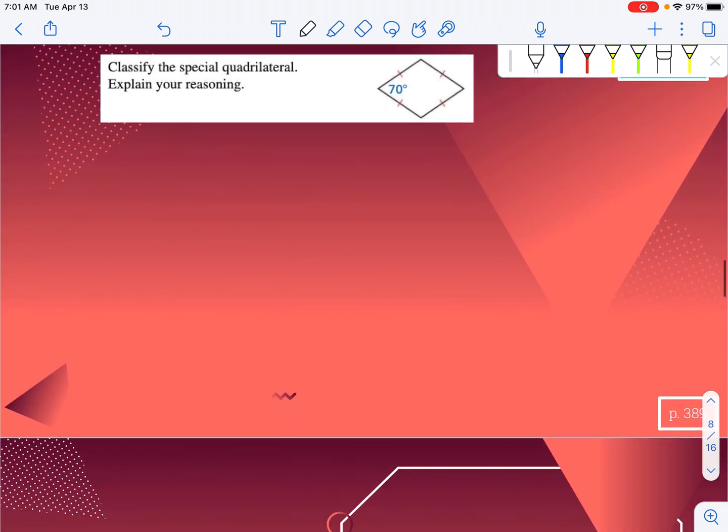Now for this next one, we need to classify the special quadrilateral. So remember, the title of this lesson is Special Quadrilaterals, so that's what we're looking at. If this is 70, this side would also be 70, so that gives us a total of 140 degrees. Remember, all these have to add up to 360, excuse me.